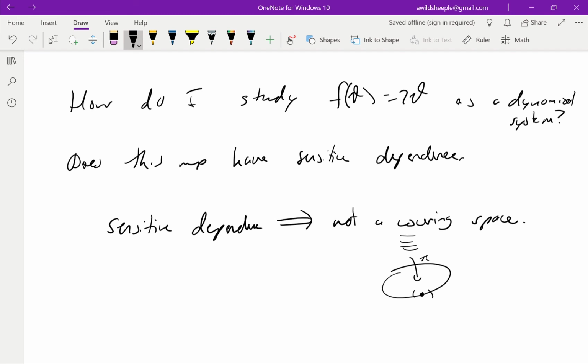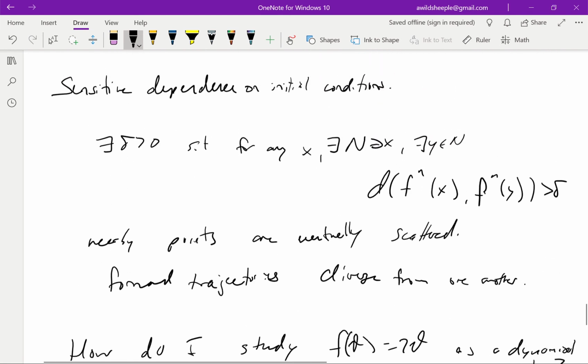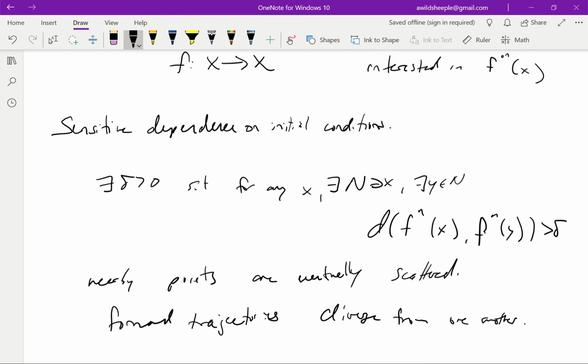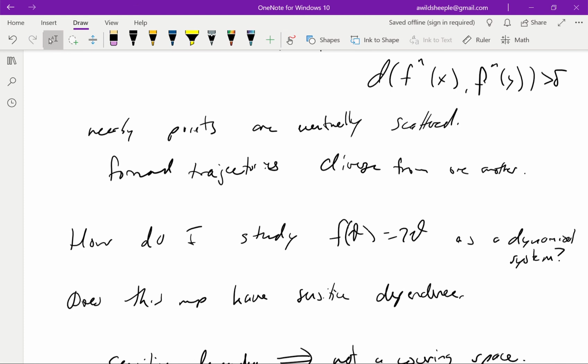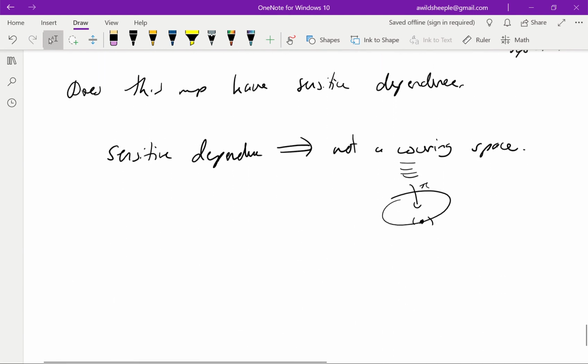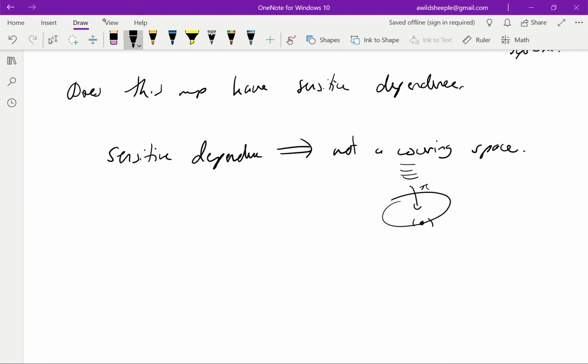But with sensitive dependence, no matter what neighborhood I pick, nearby points, I think I got the quantifier wrong. It should say for any x in n. Is that right? Maybe it's okay. No, this is okay. Sorry, don't mind me, I'm just confused. What it says is that if I pick nearby points, these nearby points eventually get scattered from one another, and then they won't lie in sheets lying over one another anymore. So there can't be even covering.